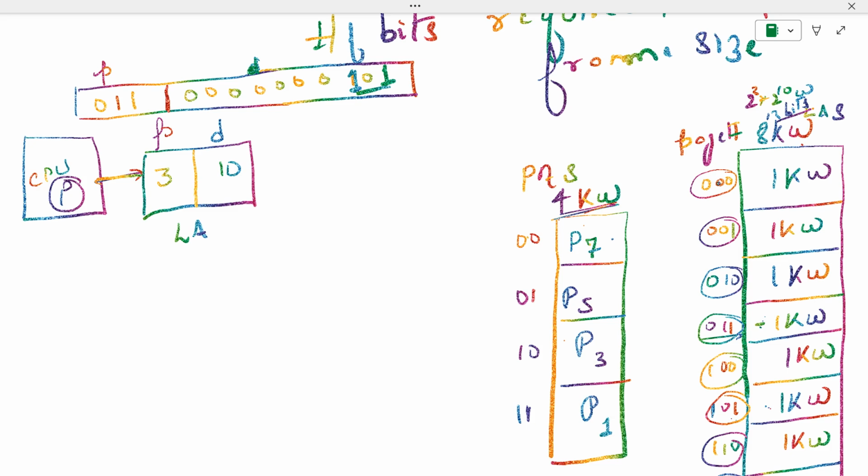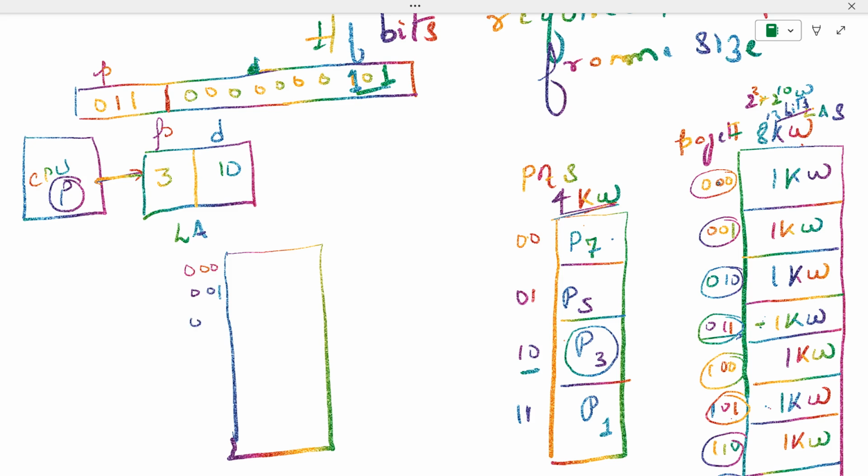So it requires the third page, which is present at the second frame. Okay, so now what will it do? There will be a certain kind of paging implemented, which will consist of the page table. So in this page table, for each page of the logical address space, there will be 8 pages altogether: 000, 001, 010, 011, then again 100, 101, 110, and 111. All these represent the pages of the logical address space.